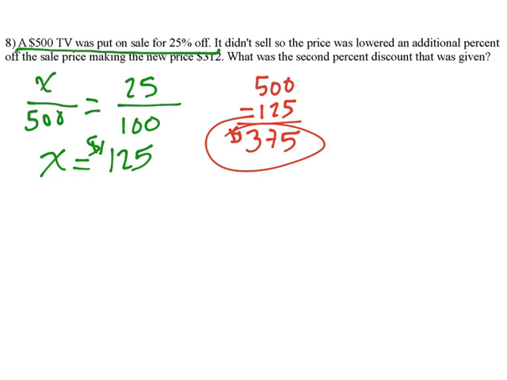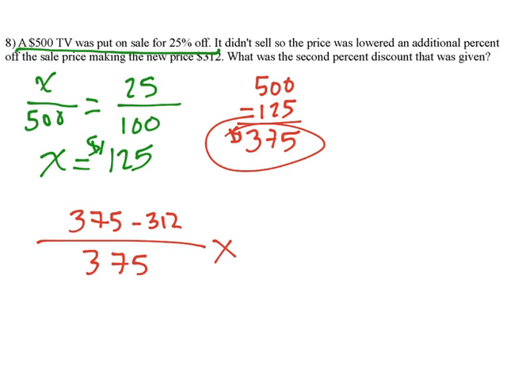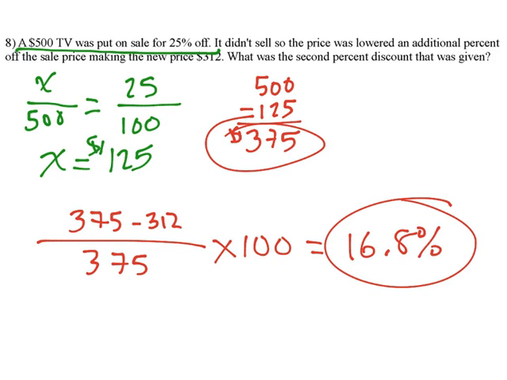So we know now that it didn't sell, so the price was lowered an additional percent off, making the new price $312. So we want to know at this point what the percent decrease is for the second discount. So we could just use our percent decrease formula here, times 100, and we will find out what the percent decrease is. Okay, and if you figured it out, you would see that the second percent decrease was 16.8%.